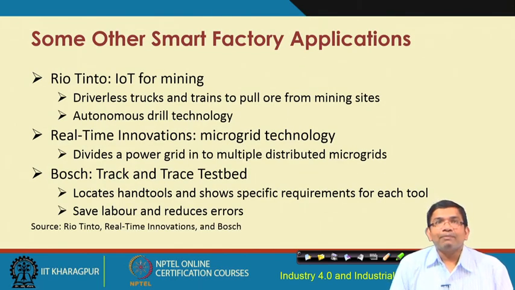So, some other smart factory applications include the implementation of IoT by Rio Tinto for mining. So, Rio Tinto has driverless trucks and trains to pull ore from the mining sites, and they also have the autonomous drill technology. There are different other IoT applications in the power grid sector, where IoT has been deployed to make the power systems much more smarter. The company Bosch also heavily uses IoT, and it basically deploys different IoT equipments in order to improve the working condition of the workers, and also to reduce the number of errors that happen in the work floor by the different workers.